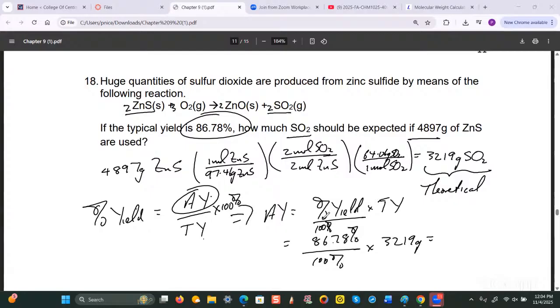times 3,219, and according to my calculation, this works out to be equal to 279. Oh, wait a minute, I did something wrong. 3,219 times 86.78. Wait a minute. Oh, divided by 100. So this will be 2,793 grams, and that will be the answer.